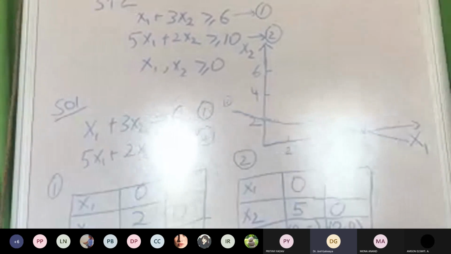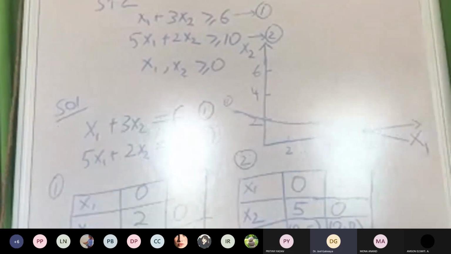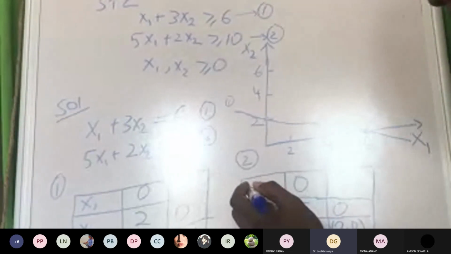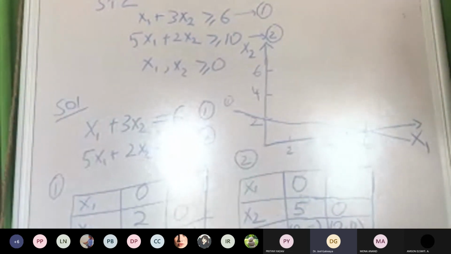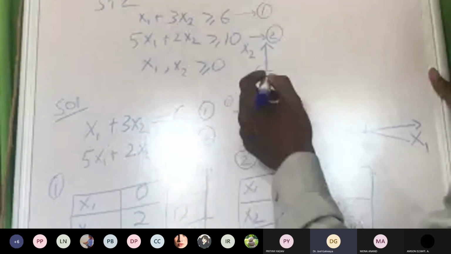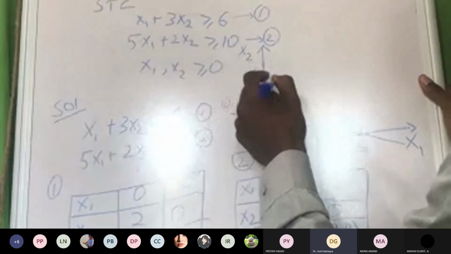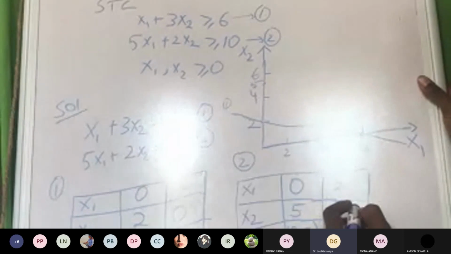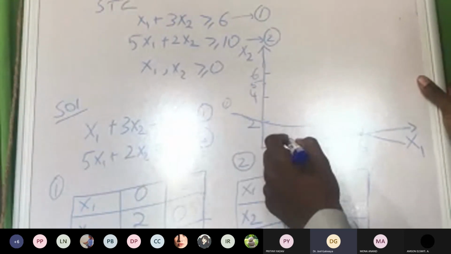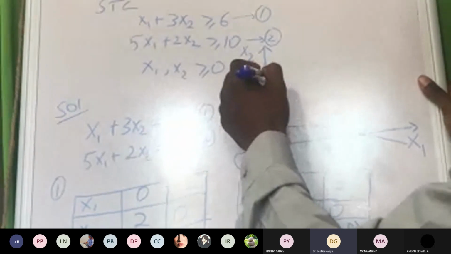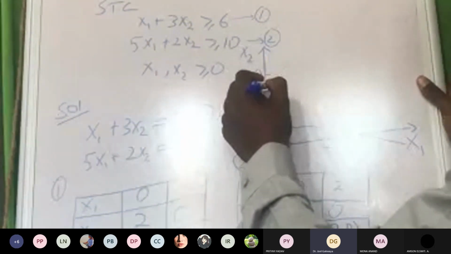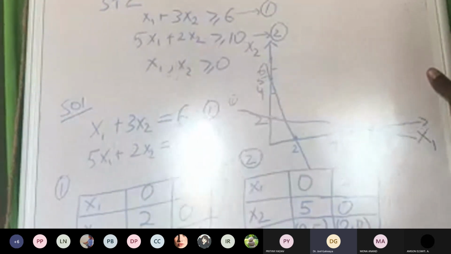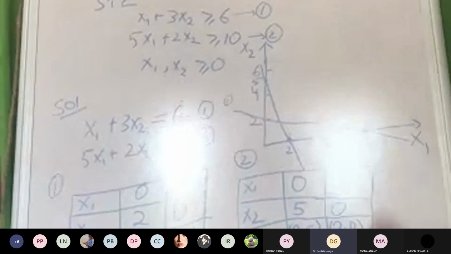Now, the second thing, we want to draw the second line. The second line says when x1 is equal to 0, x2 is equal to 5. Let's say 5 is here. When x2 is equal to 0, x1 is equal to 2. So I'm going to draw a straight line here.